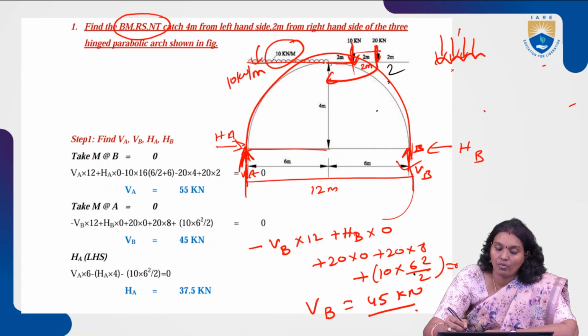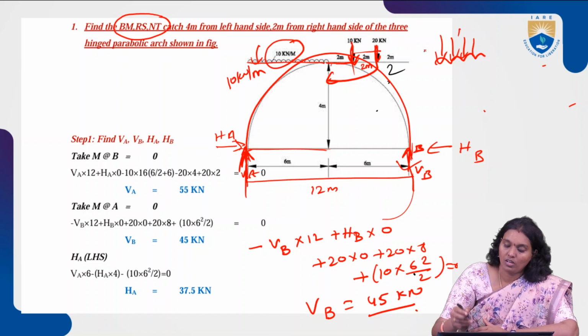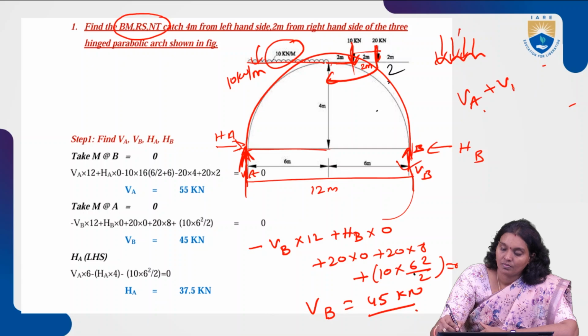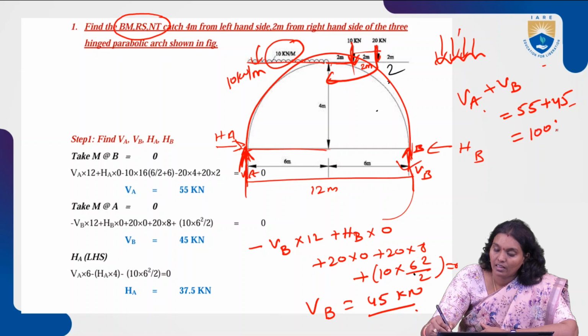So this total load we are going to consider from the upward side. That is equal to 10 into 6, so 60, plus the point loads, giving 100. Like this also we may consider the total load: VA plus VB is equal to 55 plus 45, that is equal to 100 kilonewtons.